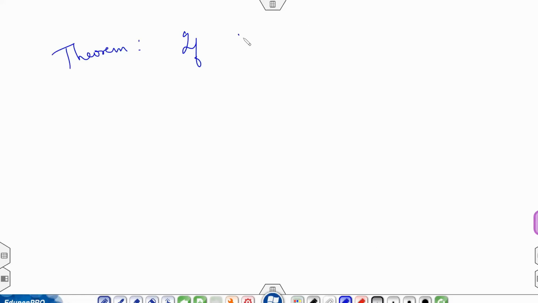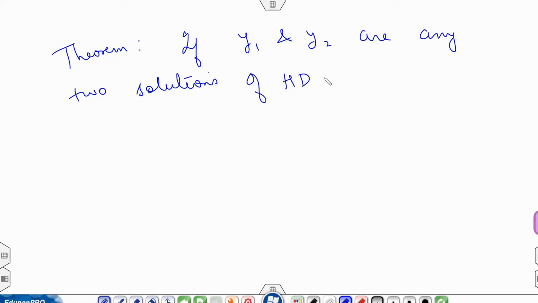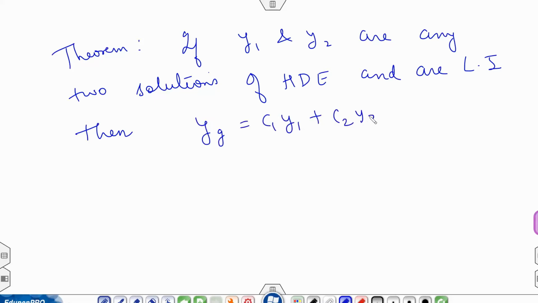If y1 and y2 are any two solutions of a homogeneous differential equation, okay, you know what is the meaning of homogeneous differential equations, and are linearly independent, then we have yg is equal to c1 y1 plus c2 y2 is the general solution. This one will be the general solution of the homogeneous differential equation.